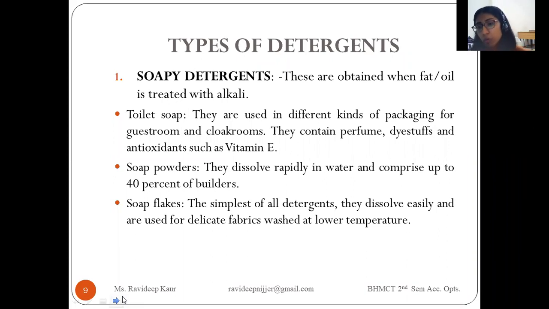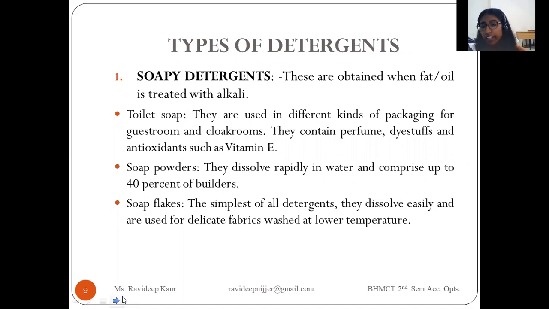Next, we have soap powders. They dissolve rapidly in water and comprise up to 40% of builder. So soap powders come in a powdery form, and these dissolve very quickly in water.